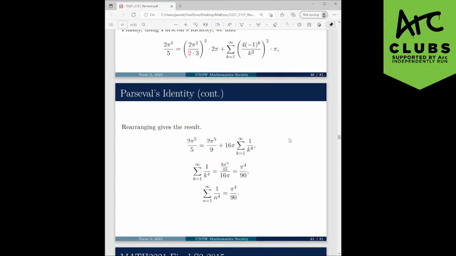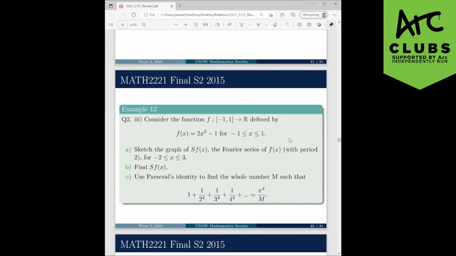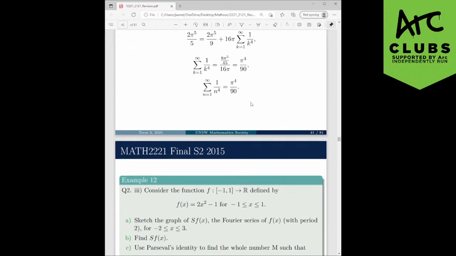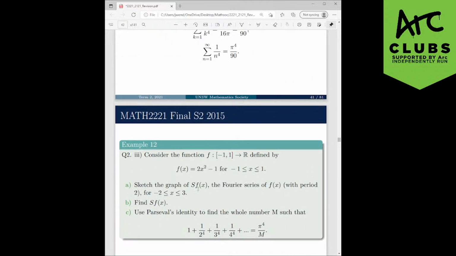That's a really neat use of particle identity. This one comes from the 2015 paper. If you look carefully at this one, it is also the sum of 1 over n to the power 4, and you do prove pi to the power 4 over 90. So that's actually just all the same working. Just a nice little thing at the front there.